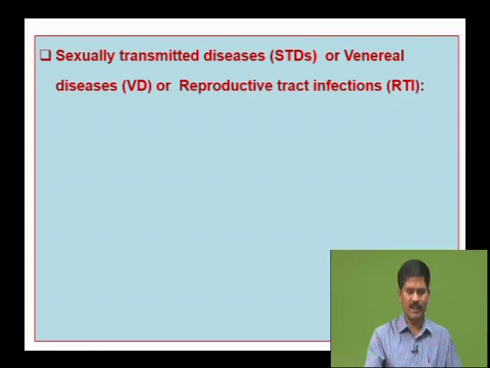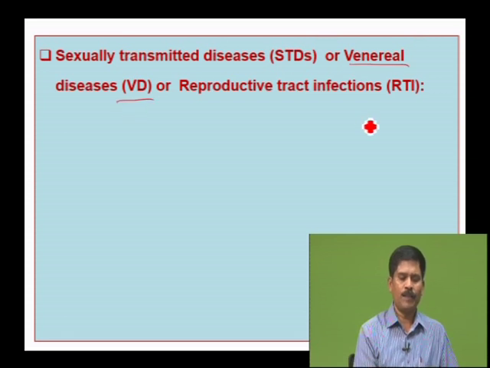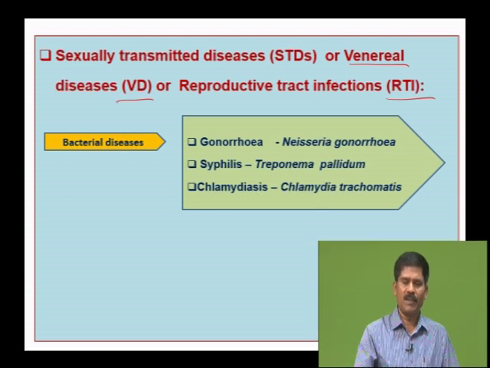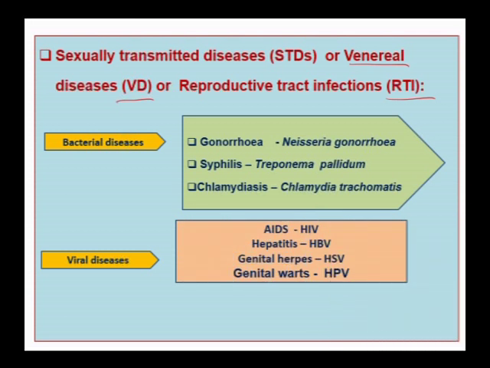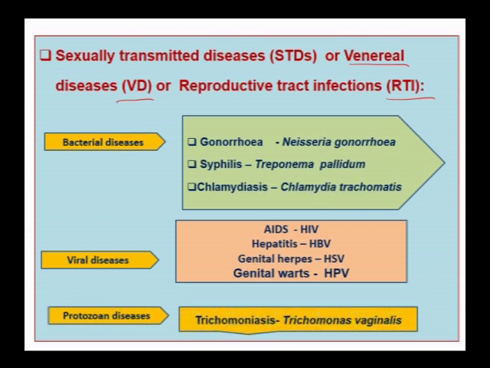Sexually transmitted diseases, abbreviated as STDs. These are the diseases which spread through sexual contact with an infected person. These are also called venereal diseases or VD, or reproductive tract infections or RTI. The common sexually transmitted diseases include gonorrhea, syphilis, chlamydiasis, which are caused by bacteria; then viral diseases which include AIDS, hepatitis, genital herpes and genital warts; then protozoan disease includes trichomoniasis, which is caused by Trichomonas vaginalis.